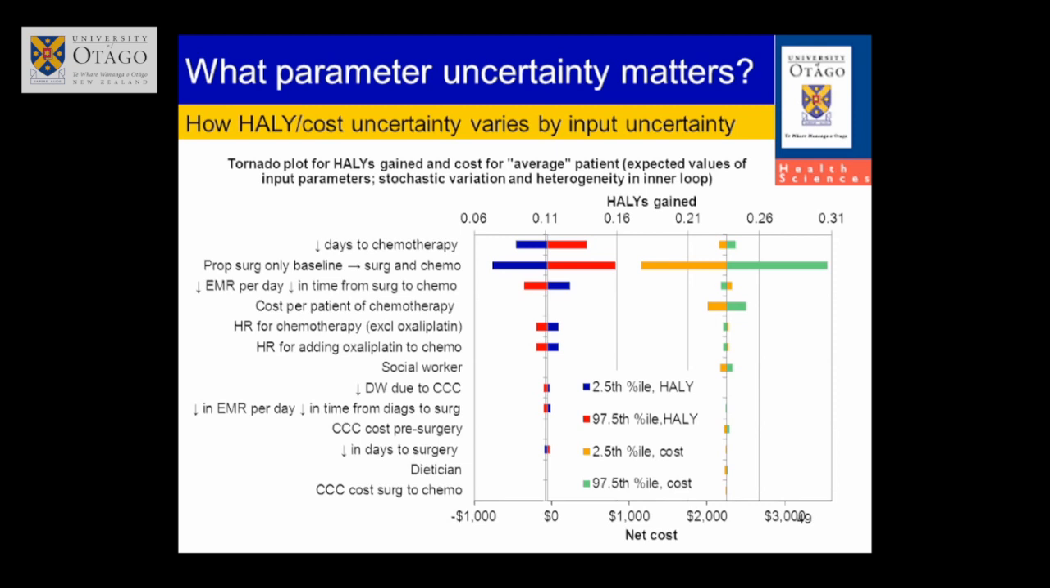The uncertainty of that causes uncertainty in HALYs, but look at the uncertainty of the cost. Very wide. Because the major cost in this model is actually the cost of the chemo. It's not the health system cost, it's not the cost of the intervention per se, it's the cost of that chemo. You're shifting people to a very effective intervention that's about $18,000 worth per patient. So therefore, uncertainty in the proportion it gets shifted ends up in uncertainty in the cost.